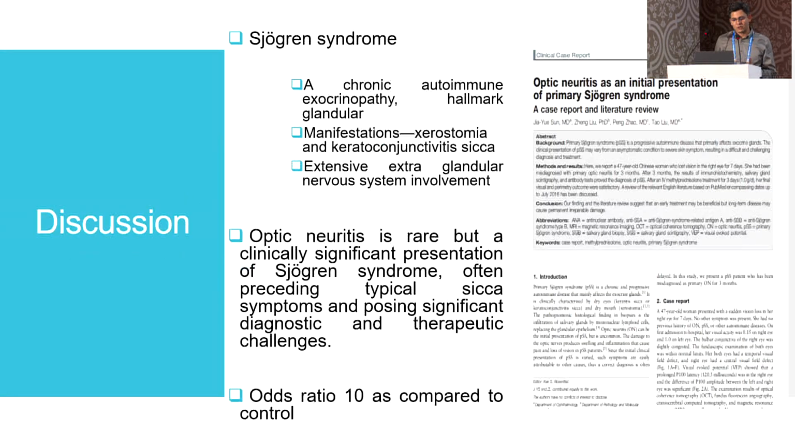Sjogren's syndrome is a chronic autoimmune exocrinopathy. The hallmark is granular involvement of the lacrimal as well as salivary glands. It has typical manifestations of xerostomia and keratoconjunctivitis sicca. However, as in our case, the literature suggests there are a few cases of optic neuritis which can precede these typical symptoms, which makes it a diagnostic challenge.